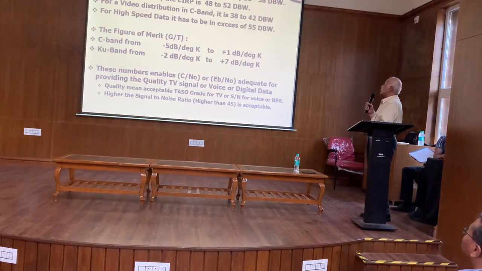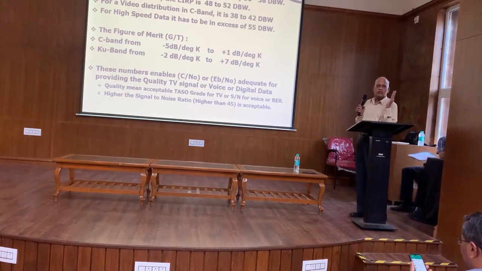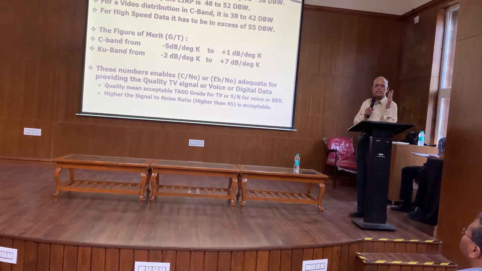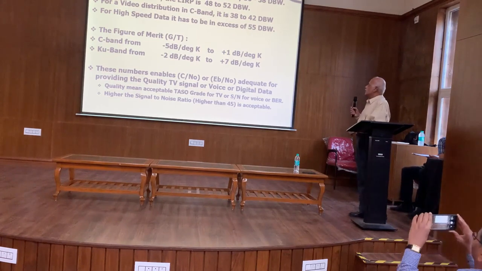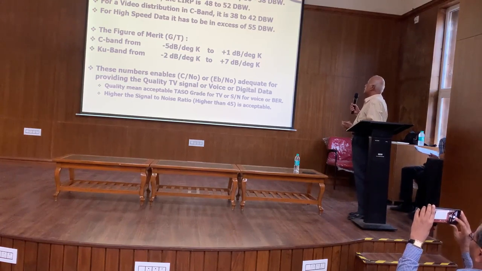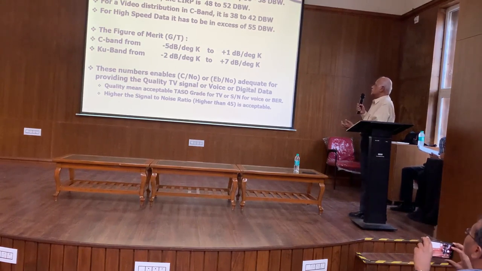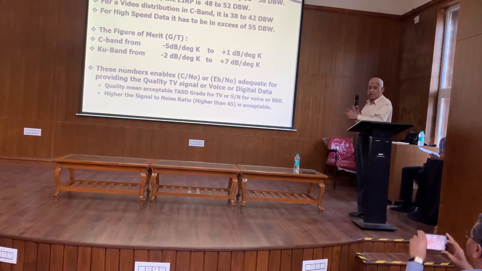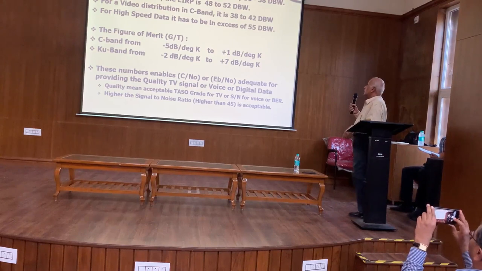What are the Satcom numbers for the desired service quality? We have seen what services are being offered, like telecommunication, TV, business networks, and all that. For a telecom service, the satellite EIRP is typically 36 to 38 dBW. For a DTH service, the EIRP from the satellite may be in the range of 48 to 52 dBW.